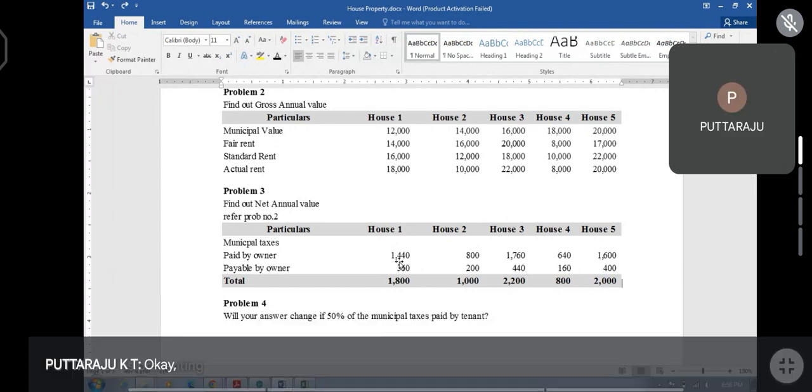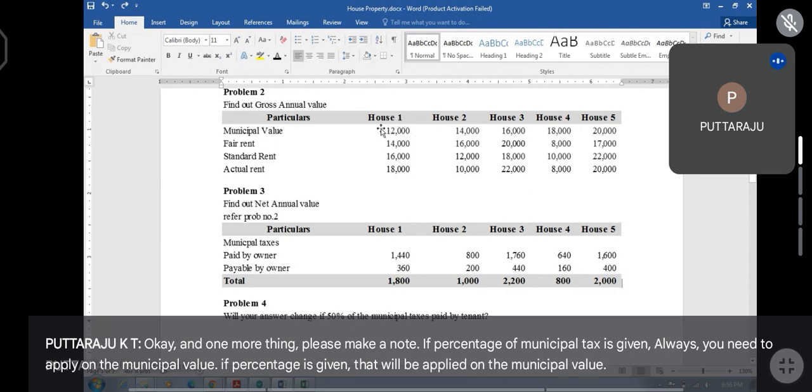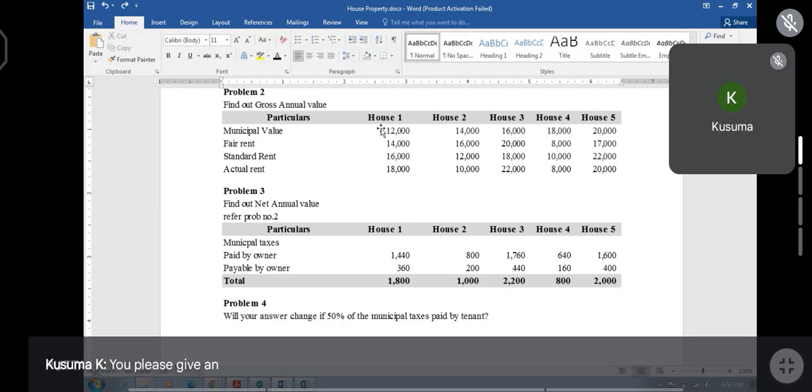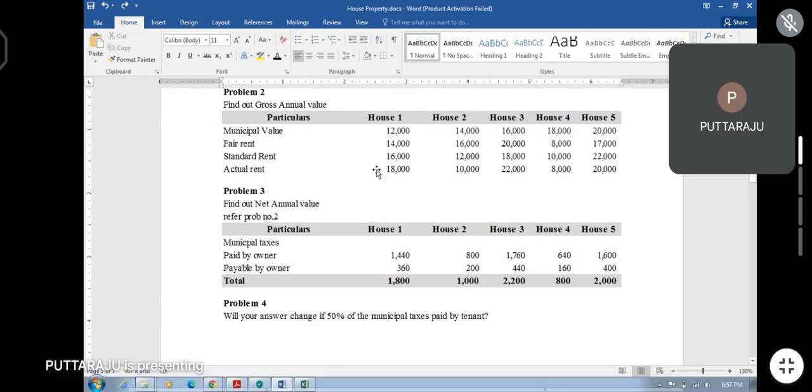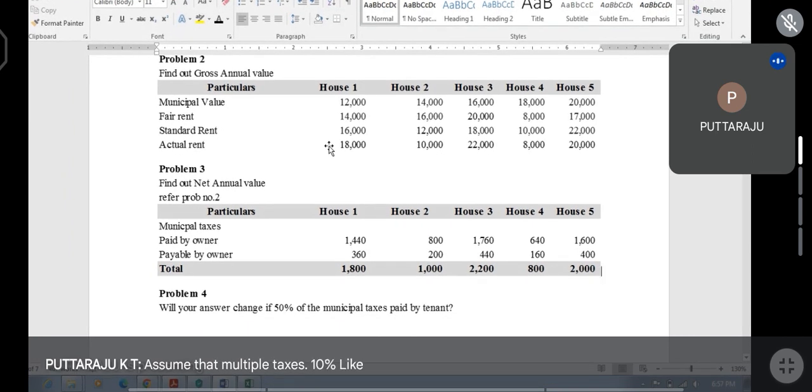Okay, and one more thing, please make a note. If percentage of municipal tax is given, always you need to apply it on the municipal value. Could you please give an example? Assume that municipal taxes are 10%, like that they give.